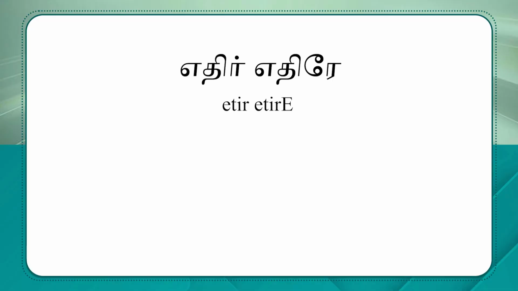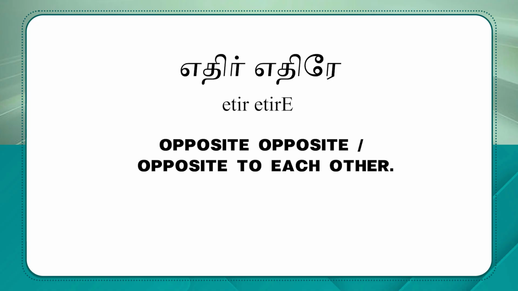As we discussed reduplication earlier, in this sentence எதிர் எதிரே is an example for reduplication, which means opposite opposite or opposite to each other. The librarian said, "Oh, I see. Both of you go to the ground floor. There, novel and short story books are placed opposite each other."